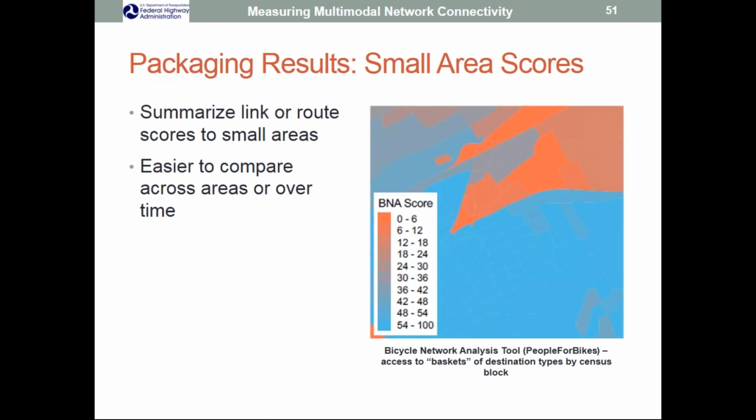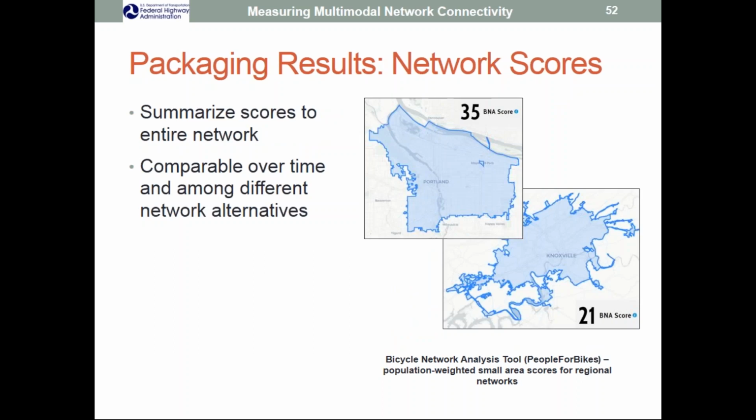And on the next slide, you'll see another possibility is to summarize the connectivity of all of those routes or all of those facilities to a small area. And these small areas don't have to be administrative boundaries like they are here. As Kim showed, they can be emergent areas that have similar levels of connectivity. This is easier to compare over time and overlay with other data. And finally, some analysis measures and methods allow you to calculate the sum of the entire network score. Here you see People for Bikes, Bicycle Network Analysis tool, which can give you a score that's comparable over time or different planning scenarios for the entire network.